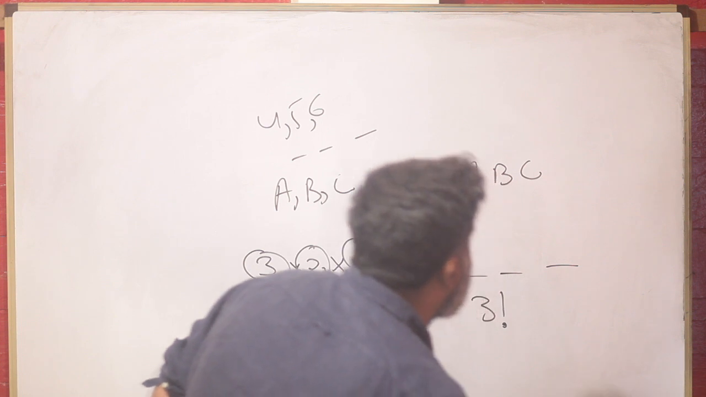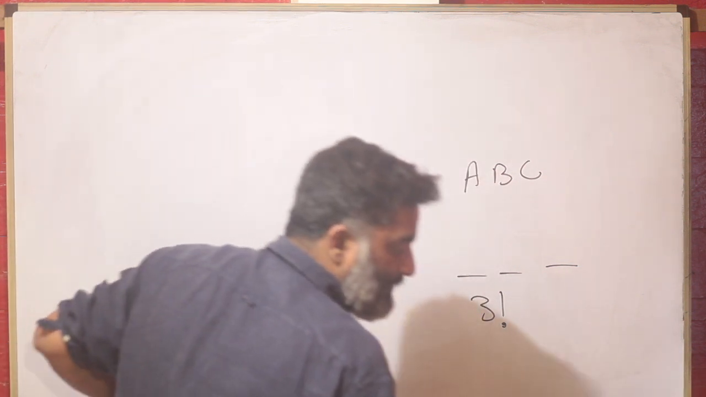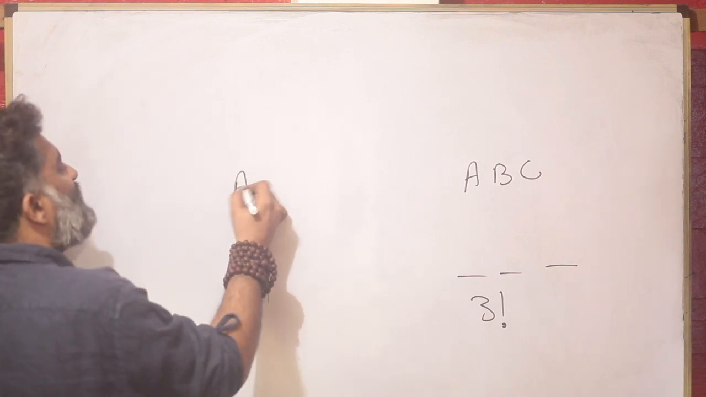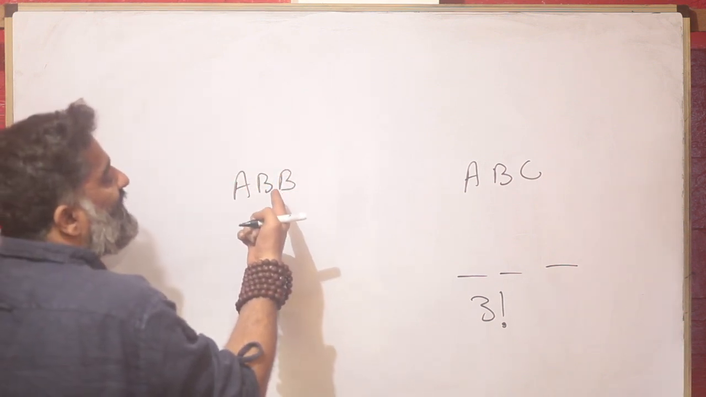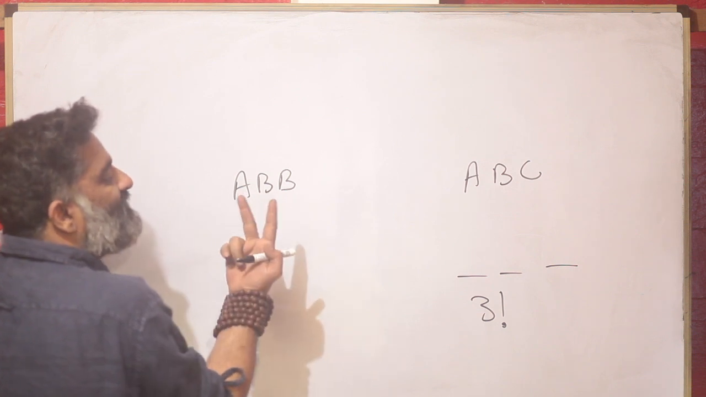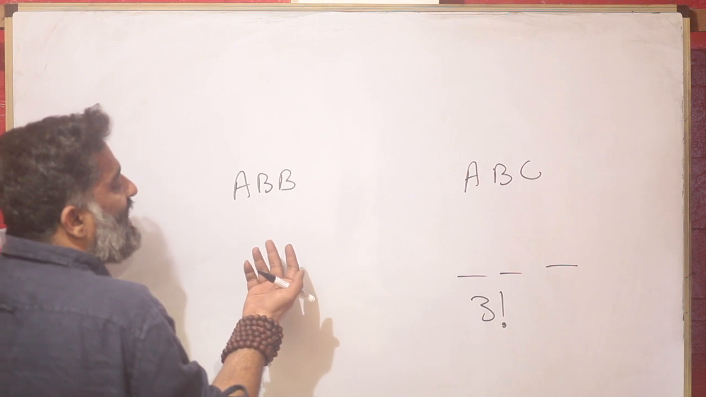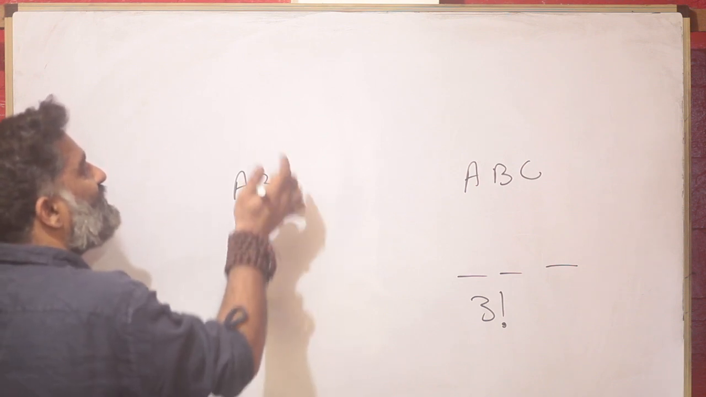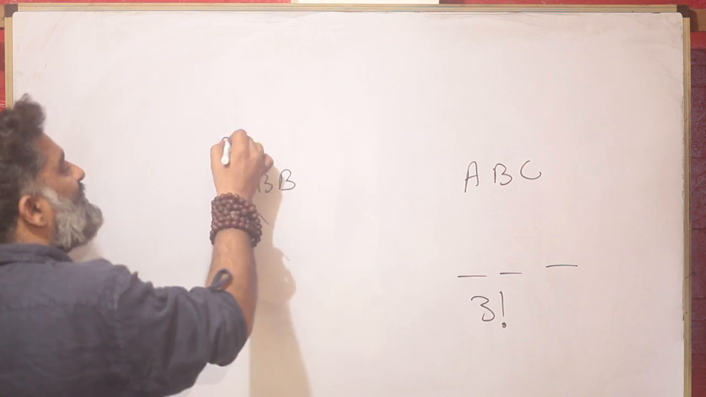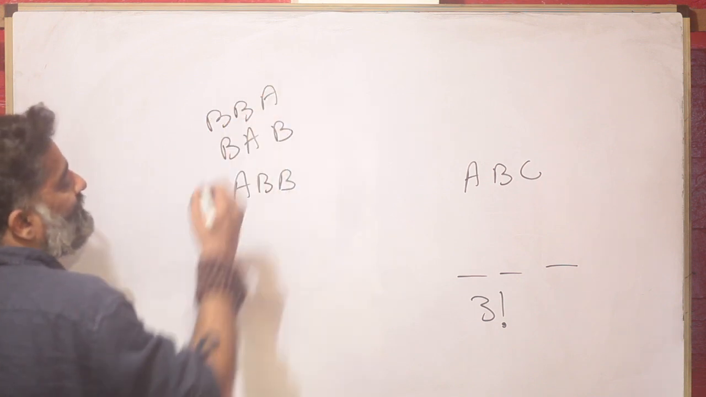But if I change the scenario a little bit and I say you have A, B, B, how is this different? Because I don't have 3 unique letters, I have only 2 unique letters, and one of them is repeating. So what will happen? Before working with the logic, let me just work with this manually. I can write ABB or BAB or BBA.